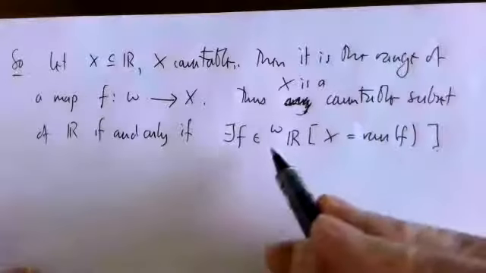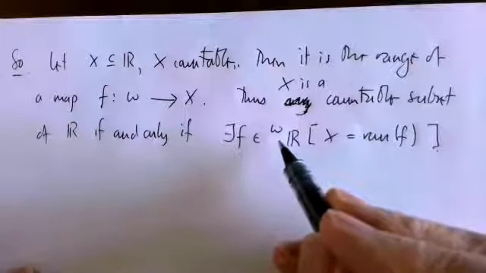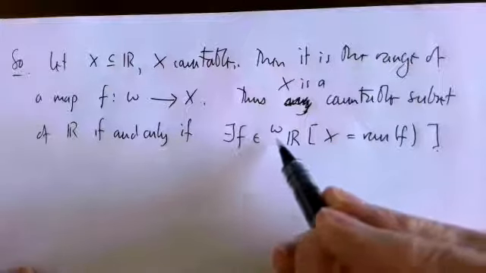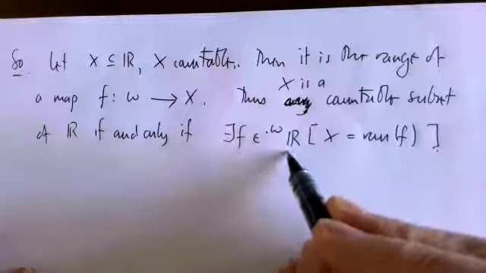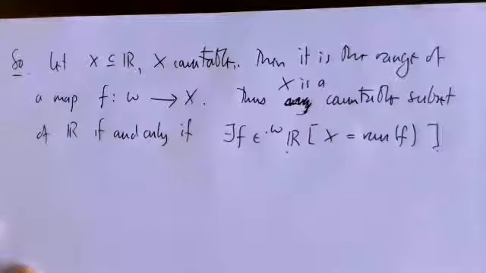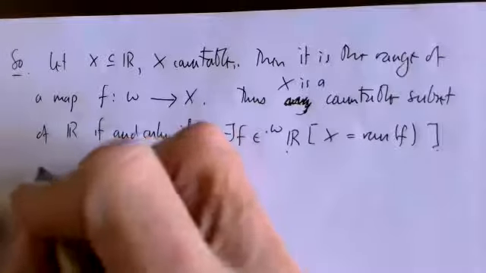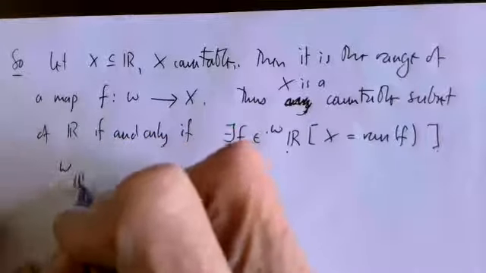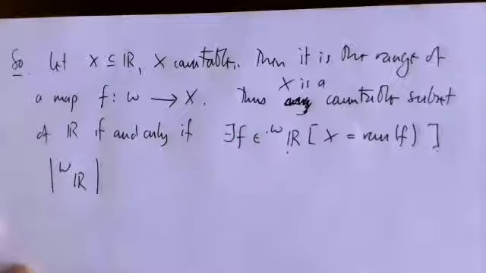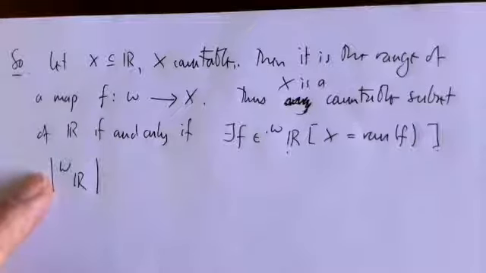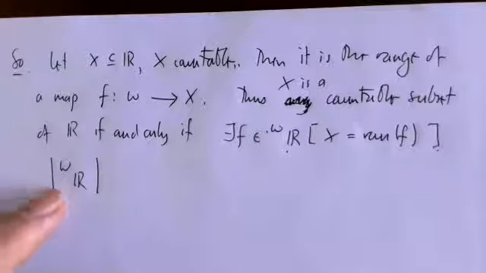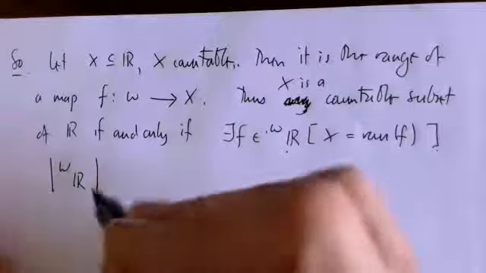So to count the subsets of R which are countable, it suffices to count the functions which go from omega into R. Right? So the cardinality of the set of functions from omega into R is going to be the cardinality of the countable subsets of R. So this is the answer. This is what we want here.